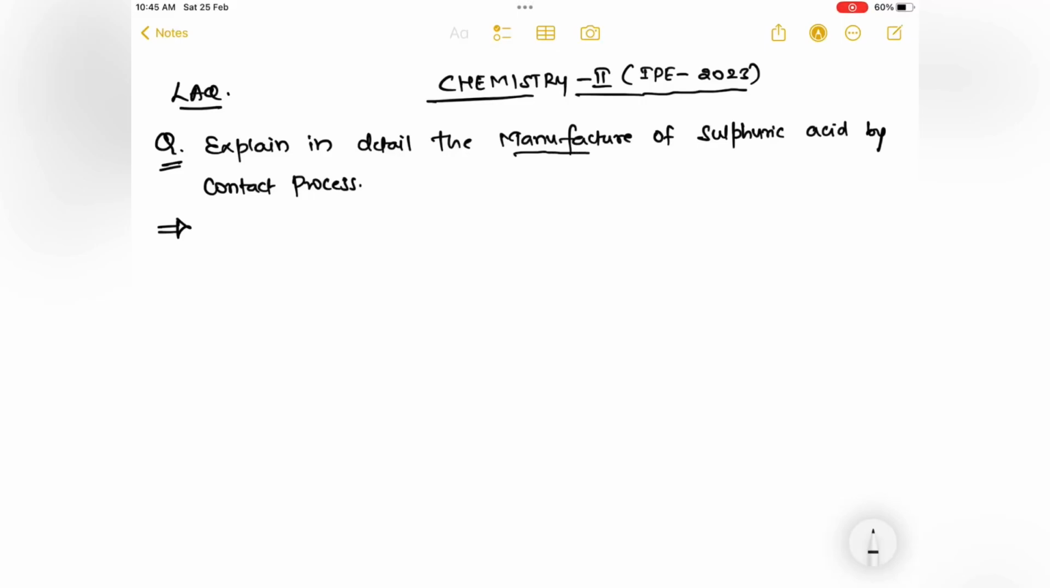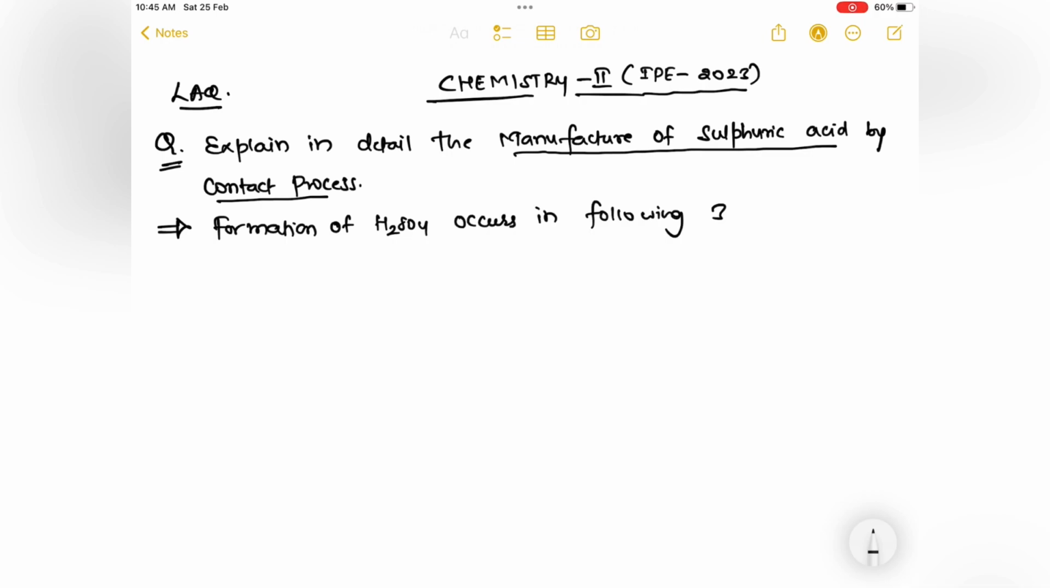This is a question for 8 marks. Explain in detail the manufacture of sulfuric acid by contact process. So preparation of H2SO4 can be done by contact process. Formation of H2SO4 occurs in the following 3 steps. In that, the first step is formation of SO2, sulfur dioxide.